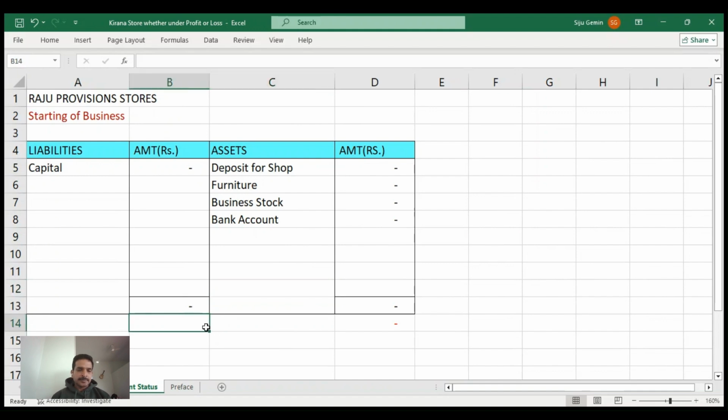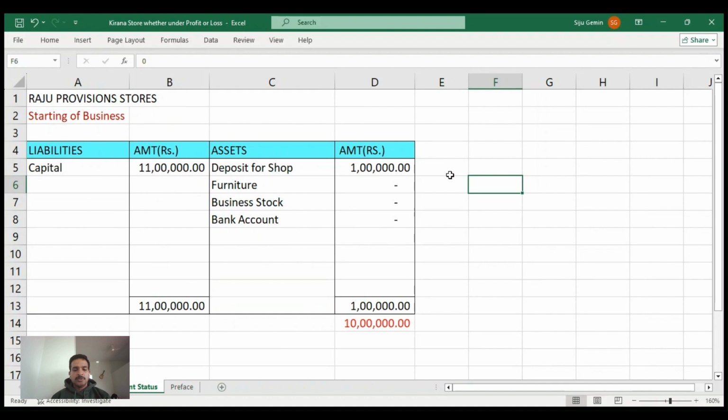See here, let's assume the Raju Kirana store is starting the business today. He brings money into his business. Let's assume he has brought 11 lakh rupees into the business. He has to give a deposit to the owner. He gives 1 lakh deposit to the owner. So he has a balance of 10 lakh cash with him.